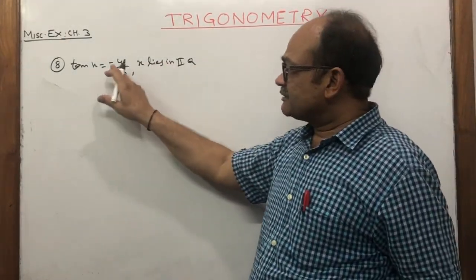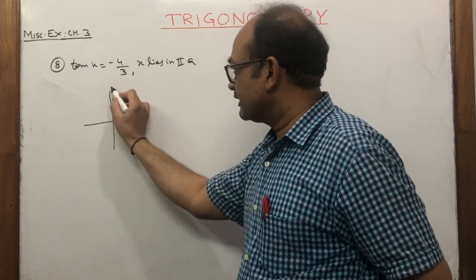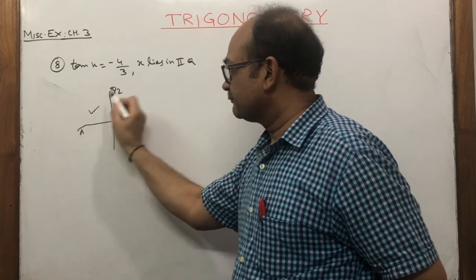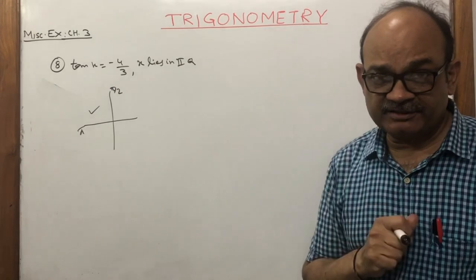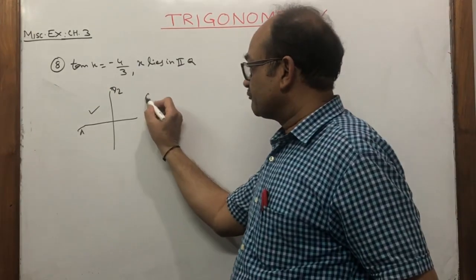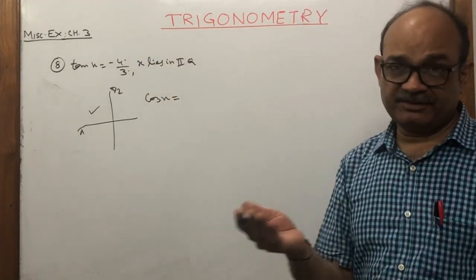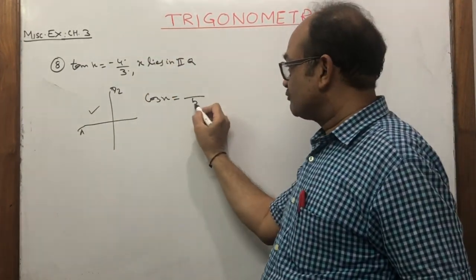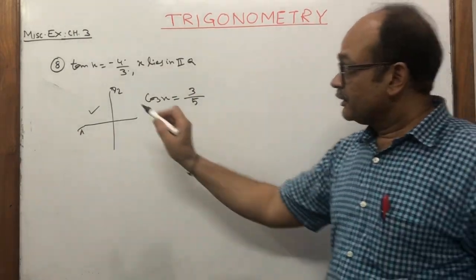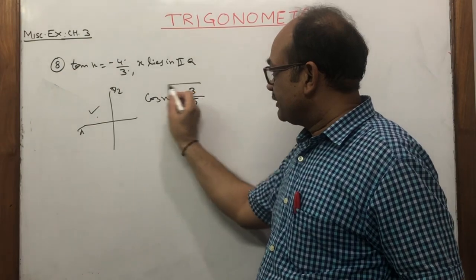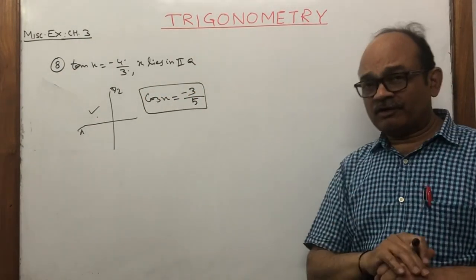The question gives tan x equals minus 4 by 3, and x is lying in the second quadrant. Second quadrant means from pi by 2 to pi. When you know this value, we can calculate the value of cos x. This is perpendicular and base, hypotenuse is 5, so cos x is base by hypotenuse, so base is 3. Cos x is also negative in quadrant number 2. Very clear.